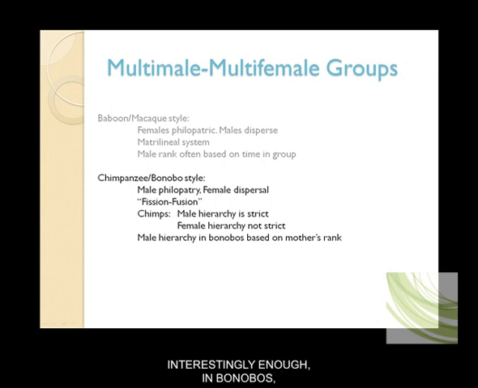Interestingly enough, in bonobos, the females have figured out how to make alliances with each other to keep the males in check. So they have a much more egalitarian, or equal, relationship with the males. In fact, in bonobos, the male hierarchy is based on their mother's rank. And generally speaking, the females eat first and show more signs of dominance than the males. This is unique because in chimpanzees it's the exact opposite.